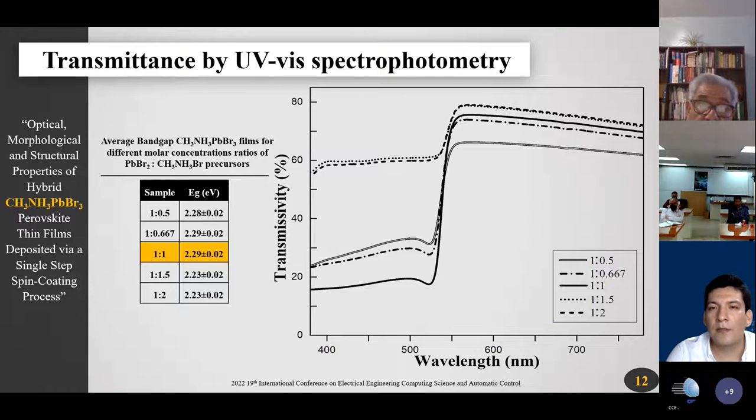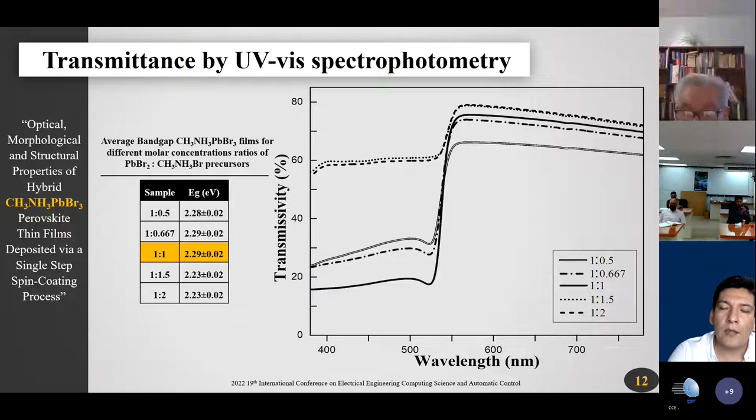Transmittance by UV-Vis spectrophotometry. This following figure shows the optical transmittance for methyl ammonium tribromide layers for wavelengths between 400 and 800 nanometers. Notice that for the 1:1.5 and 1:2 ratios, their transmittance drop at the absorption edge is smaller than for the 1:1 ratio. This lower absorbance is associated with extended empty zones and also a smaller absorption volume for the samples, as was explained before. Based on this, we can assume that for samples with a lower methyl ammonium bromide than lead dibromide concentration in solution, the layers obtained are more absorbent.